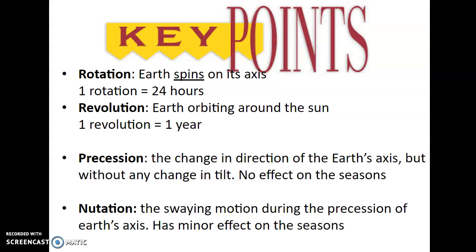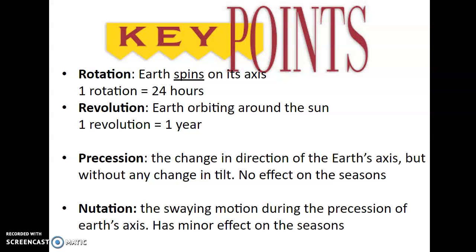But just to sum up really quick, key points from this lesson. Earth spins on its axis, and that's called rotation. Rotation is 24 hours on Earth, which is equal to 1 day. Revolution is Earth orbiting around the sun, and one revolution is equal to 365 days or 1 year.